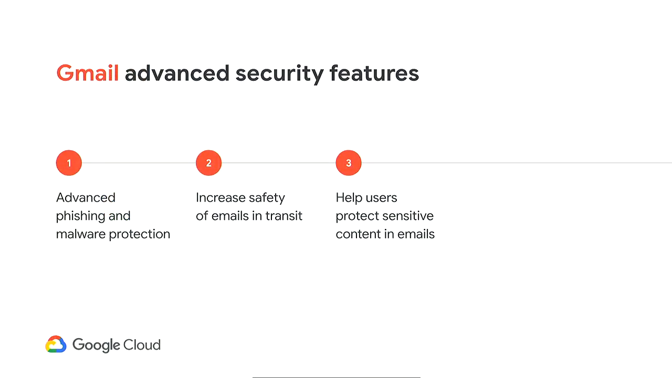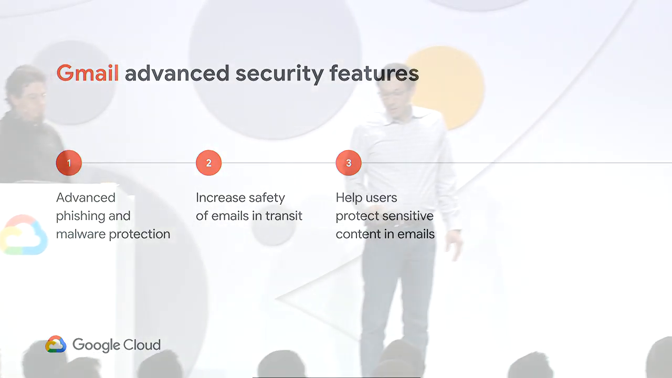So in this presentation, we'll go through 3 different sections. The first one is advanced phishing and malware protection. The second one is about encryption and what Gmail is doing to better protect email in transit. And the third one is around rights management, information rights management that we provide to users. We'll leave time at the end for Q&A if you have any questions.